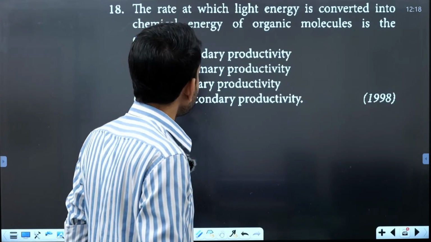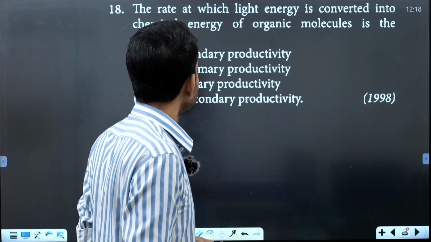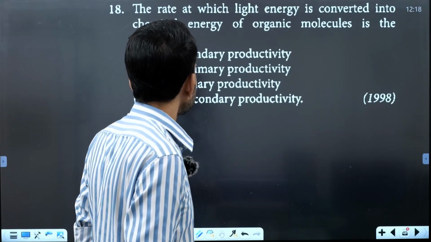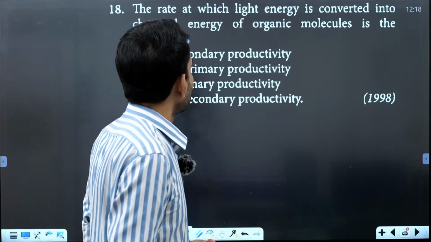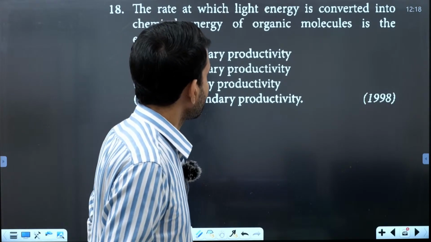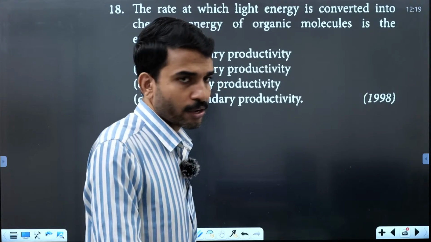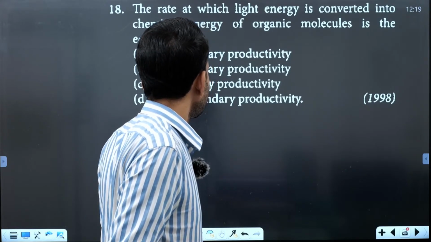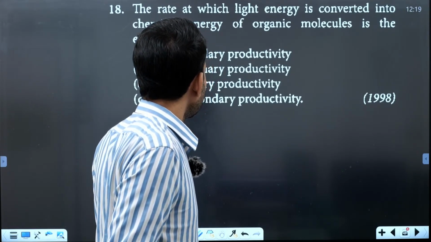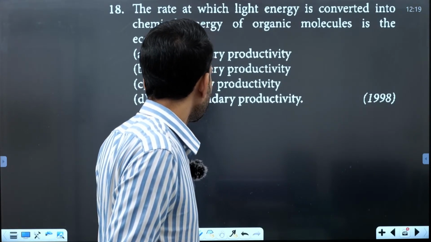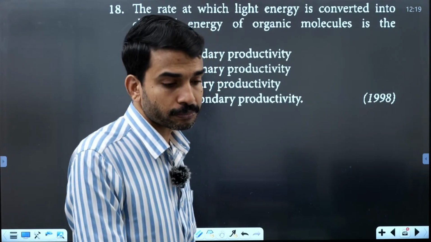Next one. The rate at which light energy is converted into chemical energy of organic molecules in an ecosystem, what we'll call it as? Is it net secondary productivity, gross primary productivity, net primary productivity, or gross secondary productivity?